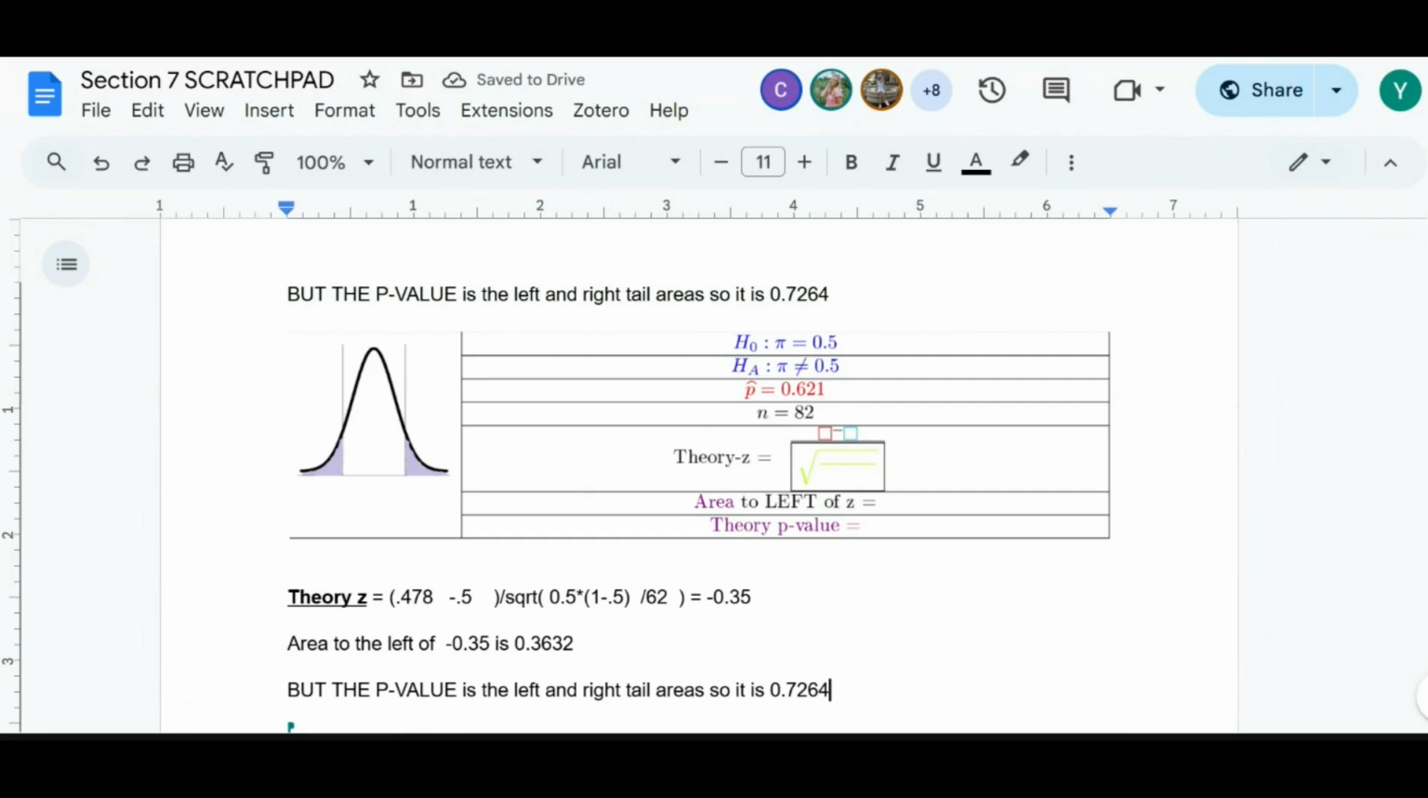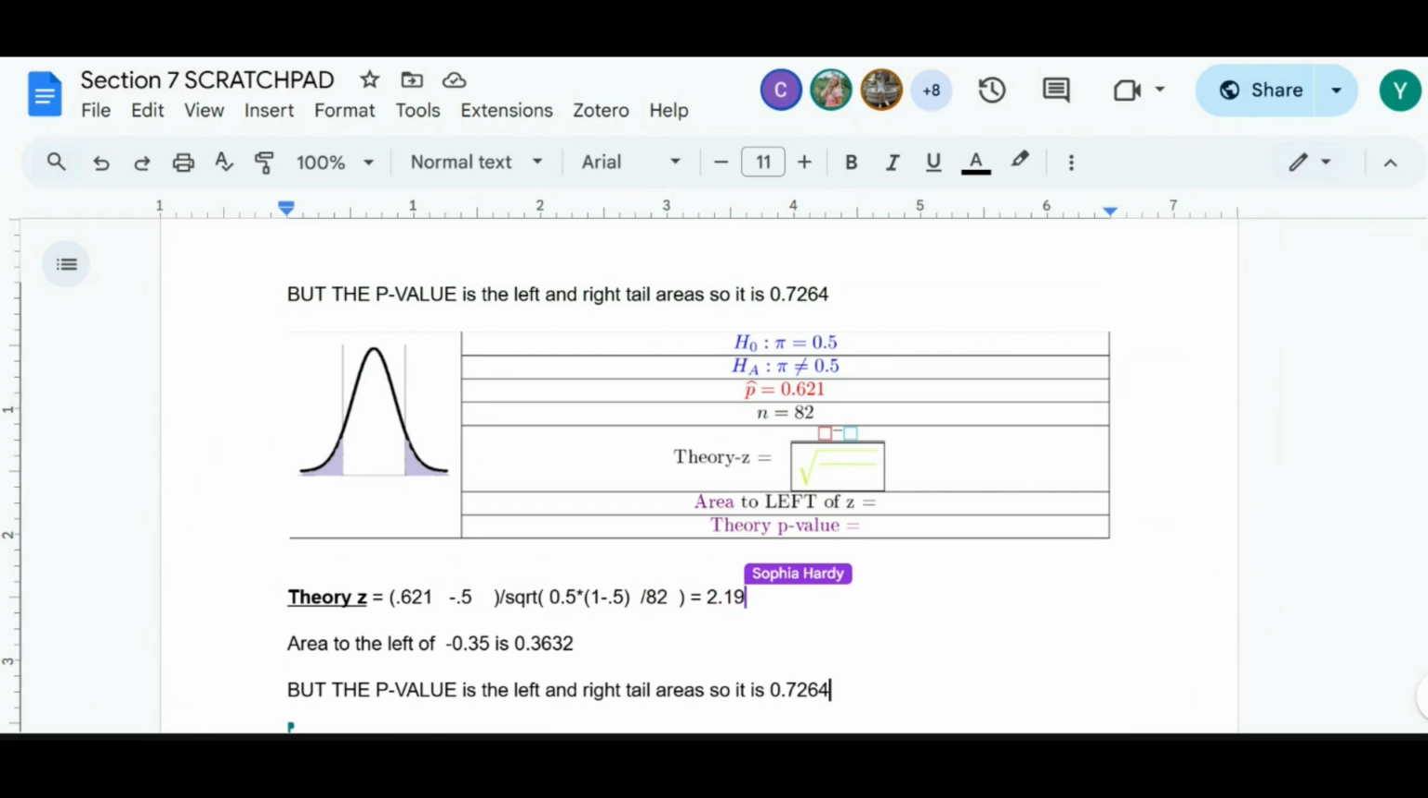So in this case, what is p hat now? That's right, 0.621. It so happens that pi is still 0.5. It could be something else. I kept it at 0.5. And the sample size is 82 now.